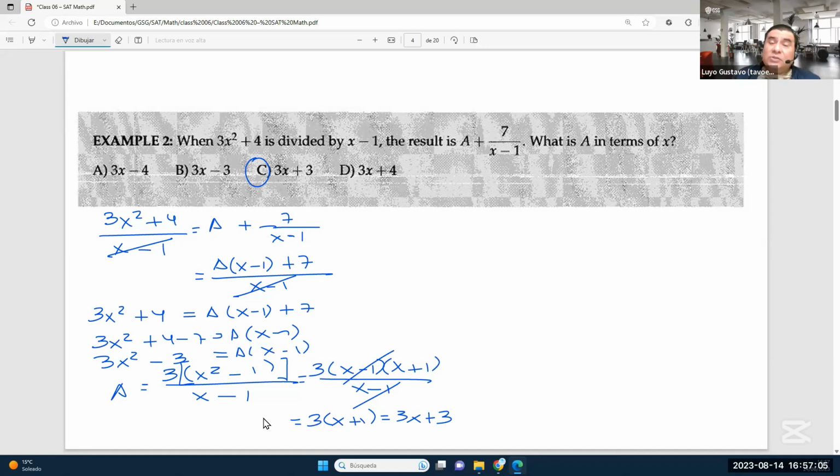Much better is to follow the algorithm of the division, right? You may say this, I divide, let's do it from here, 3x squared plus 4 by x minus 1. Okay, divide this term by this. What you have is 3x. Multiply 3x by x minus 1 and subtract from 3x squared plus 4.